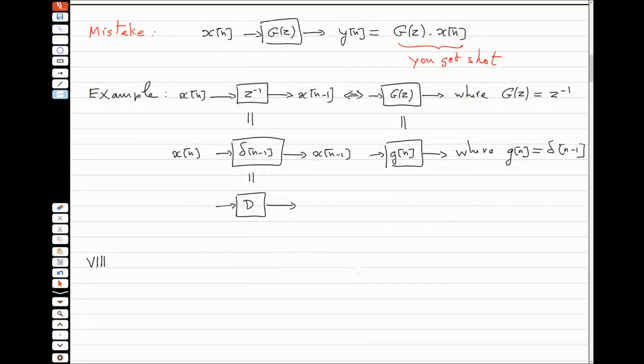This brings me to the last section of chapter 2, which is analysis of random systems, random.